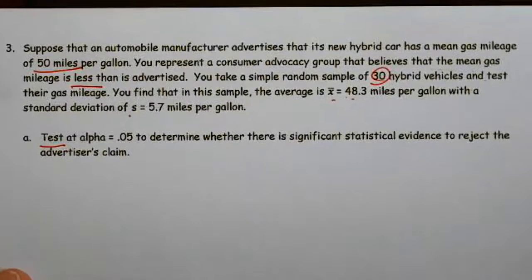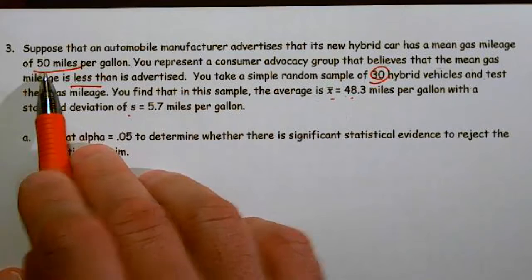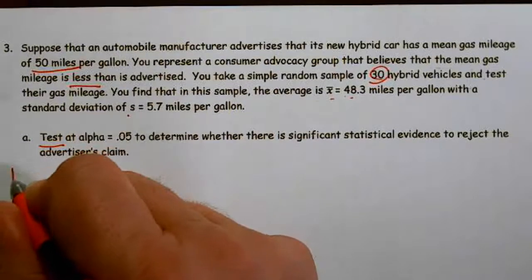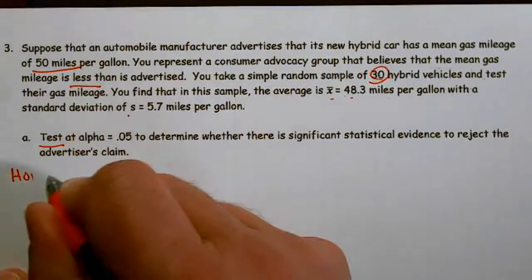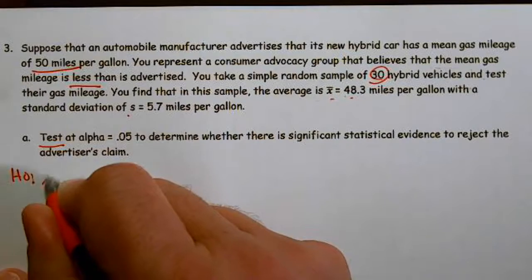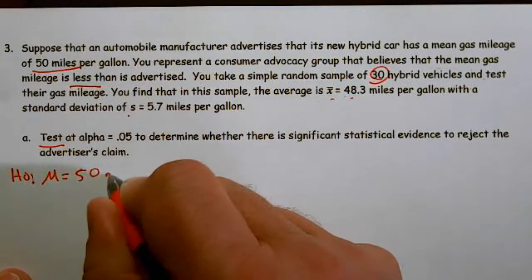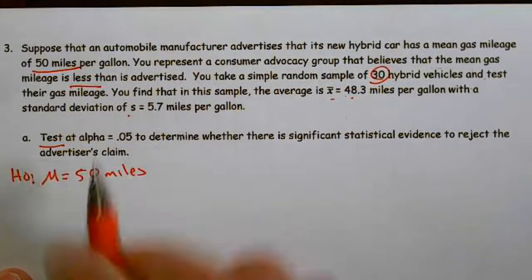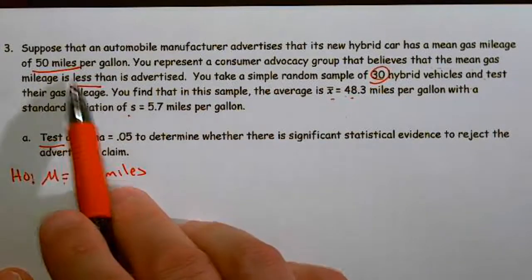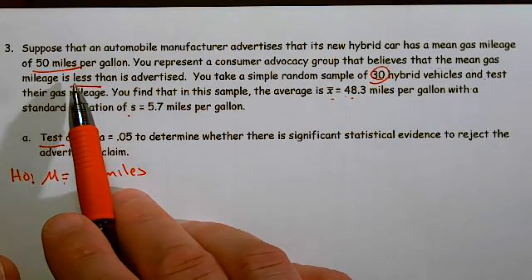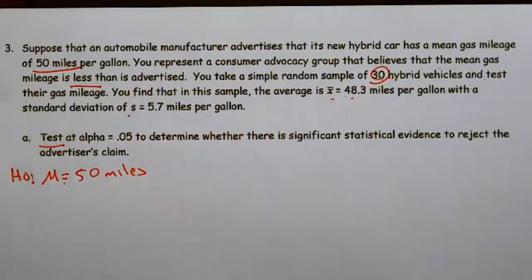So first off, what's the advertiser's claim? The advertiser's claim is that it's 50 miles to the gallon. So H0: mu equals 50 miles. All right, there's no D because this is not a paired test. We're not testing the car twice. We're just testing a group.